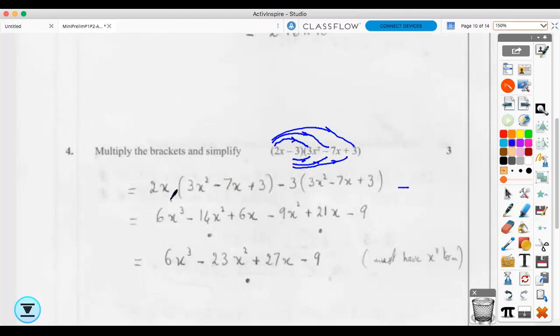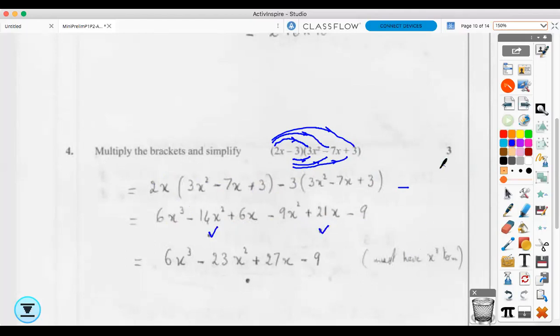Some people find it much easier to now do 2x times 3x squared, which is 2 times 3, 6, x times x squared, x cubed, and so on and so forth. So you get a first mark for this first portion here, and a second mark if you get that second portion okay.